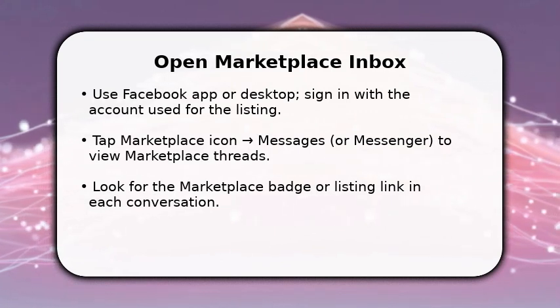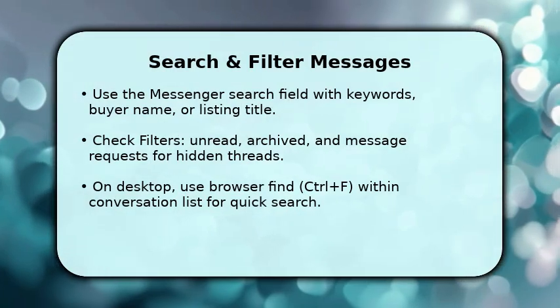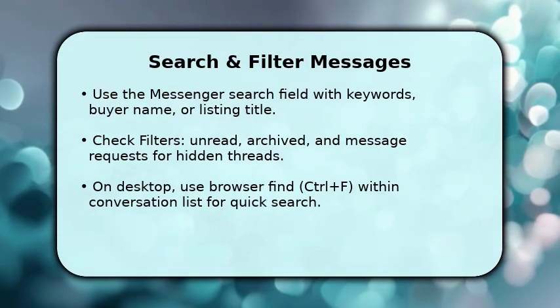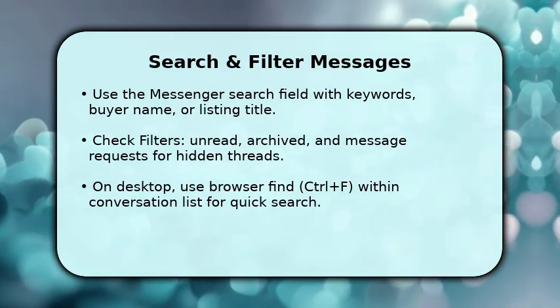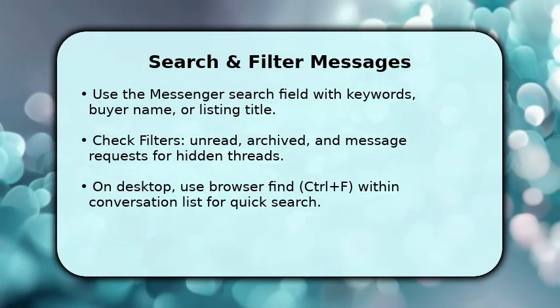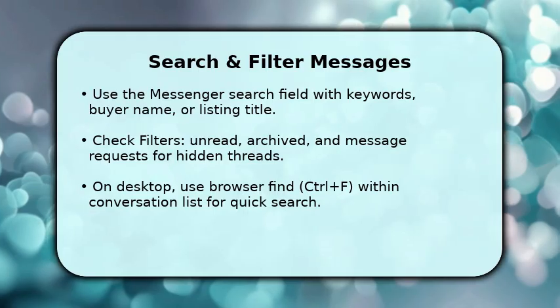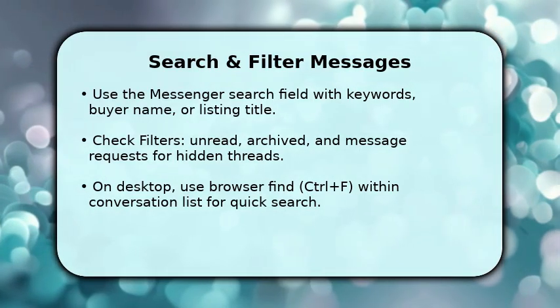Next, you search and filter to narrow results. Type the item title, buyer name, or a unique keyword into Messenger's search field and scan matching threads. Make sure to open filters. Look at unread, archived, and message requests because Marketplace chats often land there. On desktop, use the browser Find, Ctrl+F, on the conversation pane to jump straight to keywords.